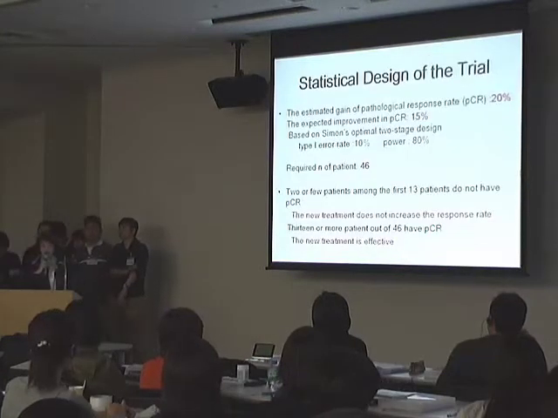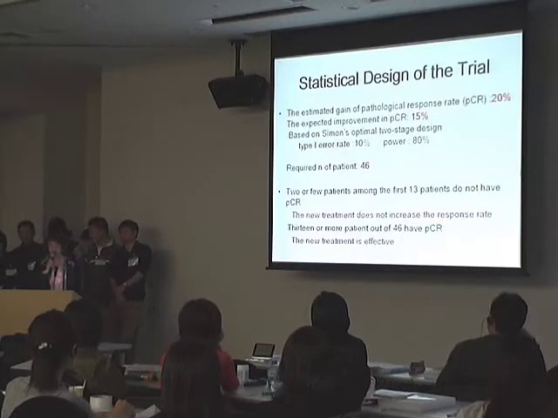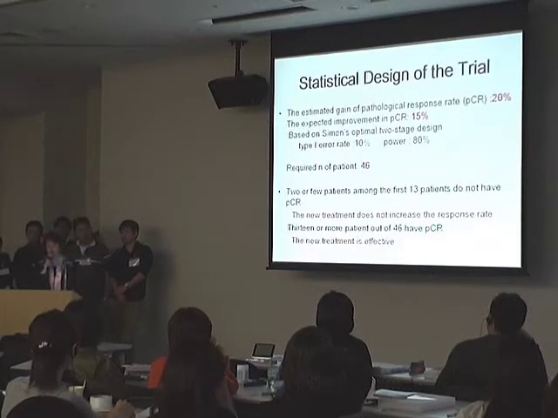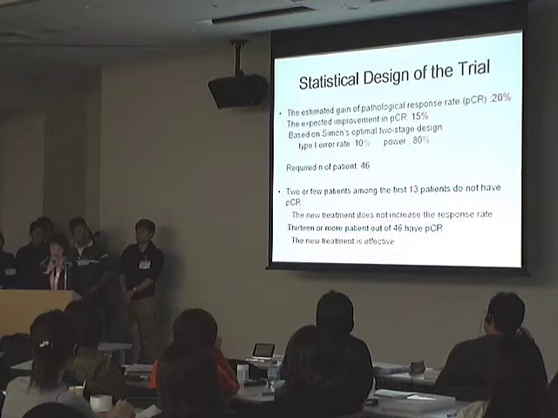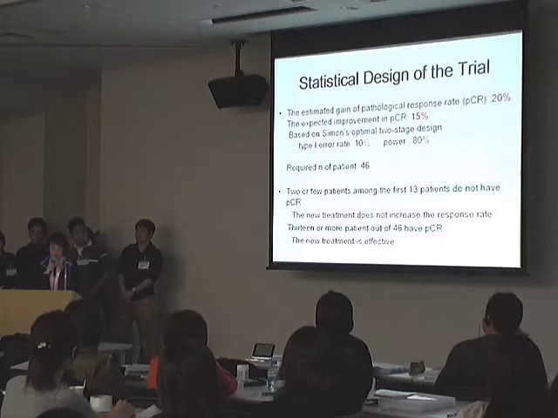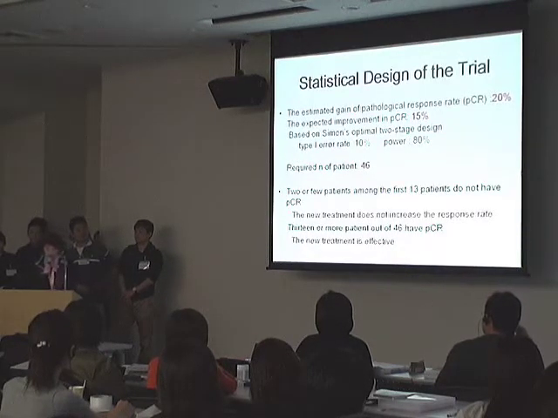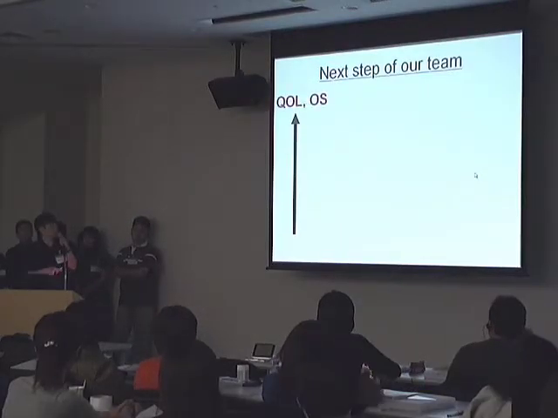This slide shows the statistical design of the trial. The estimated gain of pathological response rate, PCR, is 20%. The expected improvement in PCR, 15%. These figures are derived from the previous clinical trial data on neoadjuvant chemotherapy using capecitabine combined with radiotherapy for rectal cancer, and this is a conclusion slide.